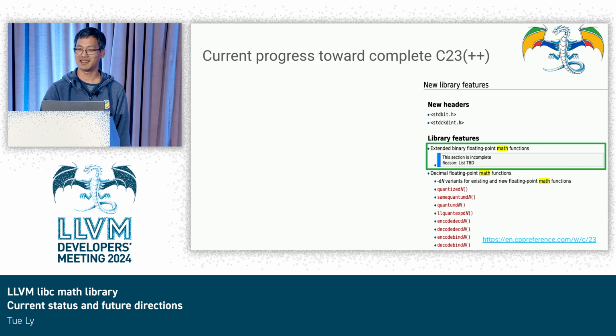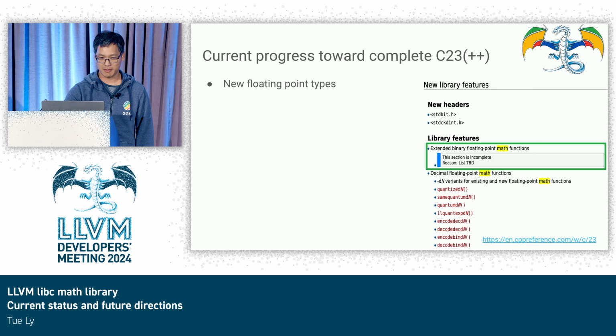Anyone from the C standard committee here? Do you know how many new math functions were added in C23 versus the previous one? Or how many in total? Thanks.